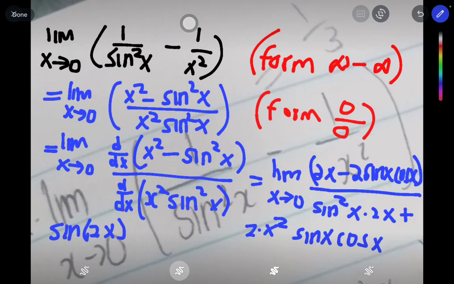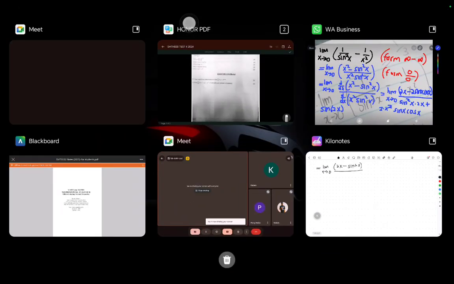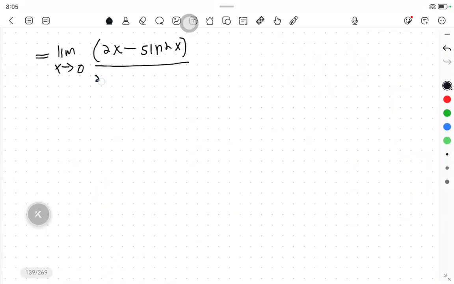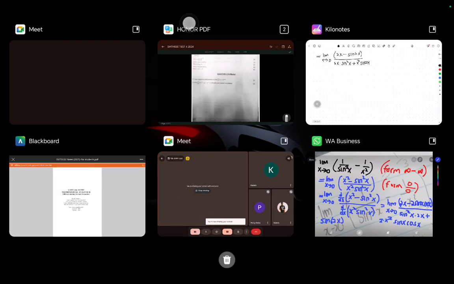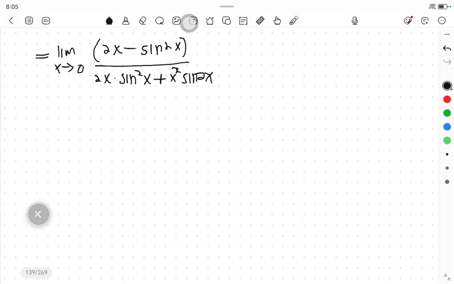So let me just copy this. It's 2x sine squared x plus this is x squared sine 2x. Right, I think that is the case. When we change 2 sine x cos x, we're going to get sine 2x.